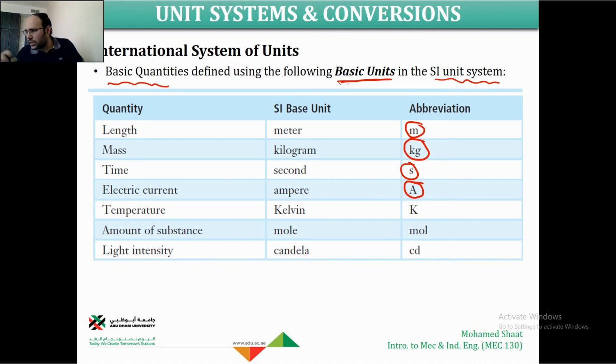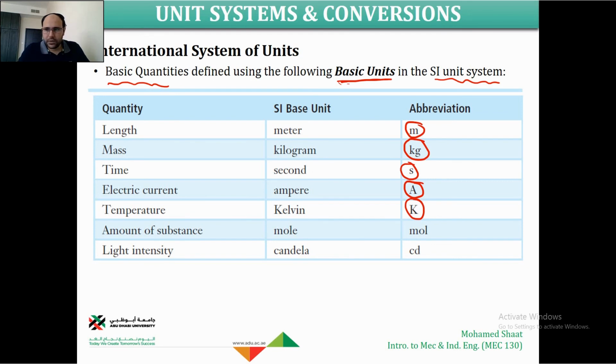The current is described by, or its unit is, ampere. Its basic unit is ampere. But I could have, for example, microampere, megaampere, and so on. But the ampere is the basic unit for this basic quantity, which is the electrical current. The temperature is in Kelvin. This is its basic unit in the SI system.